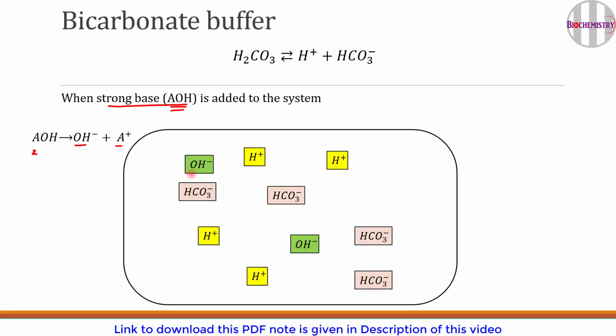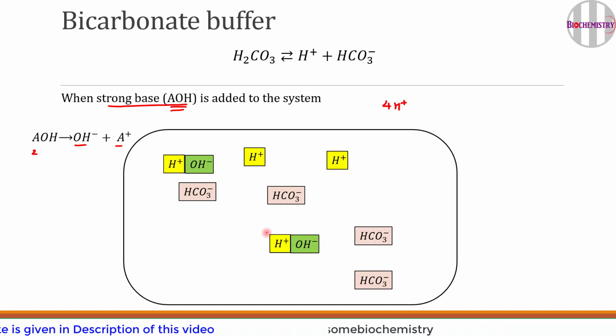So these 2 OH minus ions will appear. Now what will happen? This OH minus starts binding with this H plus. So initially we have 4 H plus, right? And as this OH minus ion binds with this H plus, it is converted to water and we are ending up with only 2 H plus. So this addition of strong base is decreasing the hydrogen ion concentration, right?